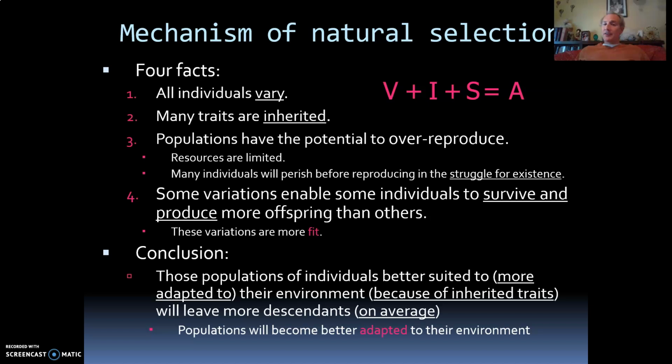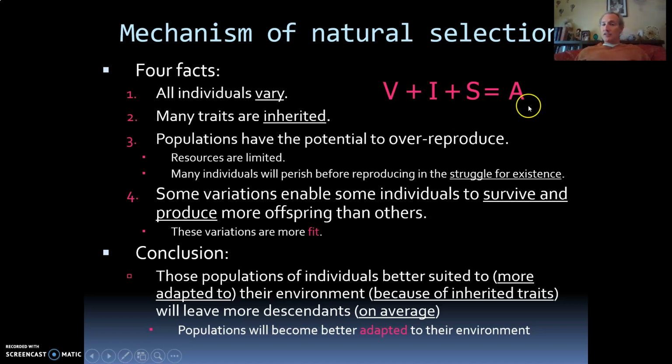And so we can round out this equation and put A at the end. The outcome of natural selection is adaptation. A population over time, on average, it's not guaranteed. There could be some luck involved, but on average, they are more likely to survive and reproduce because of their genetically inherited traits that give them different variations over others in their population. And so over time, the species evolves. How? By becoming better suited to their environment or by becoming adapted.